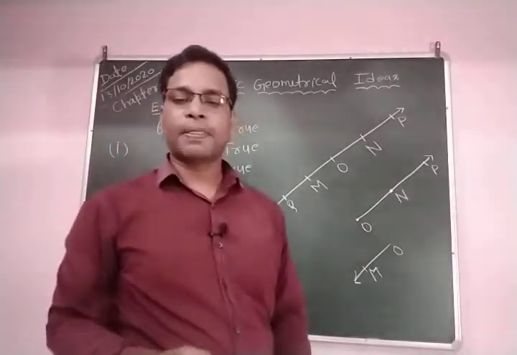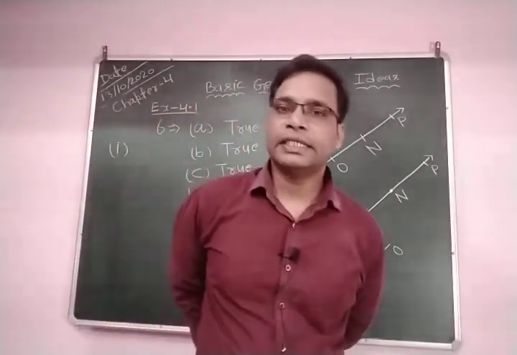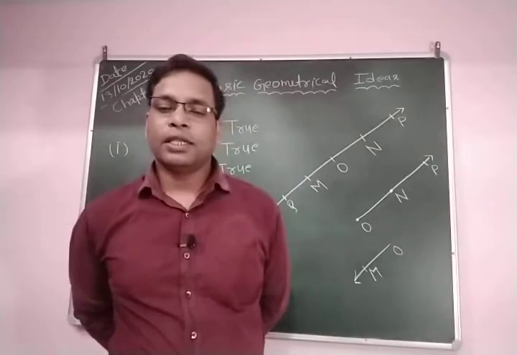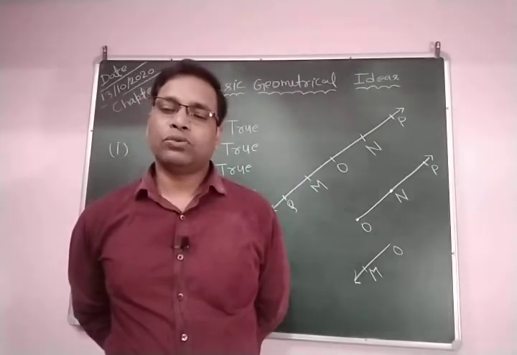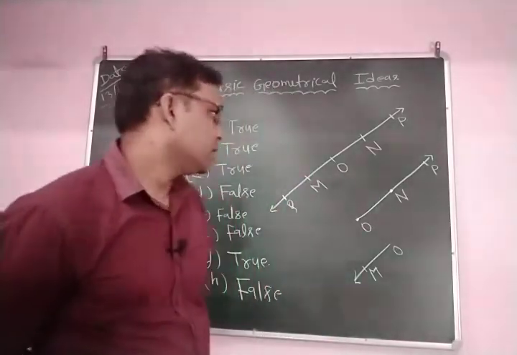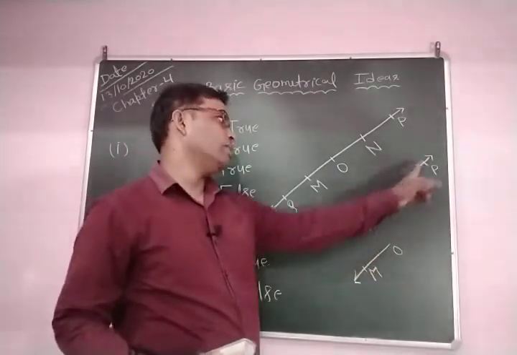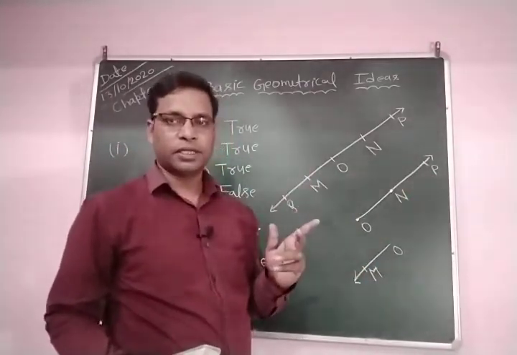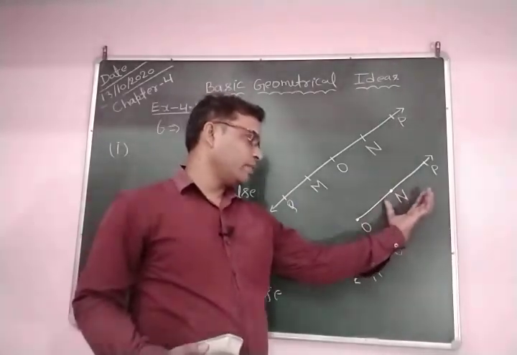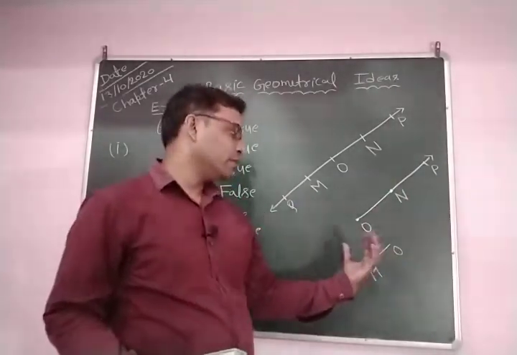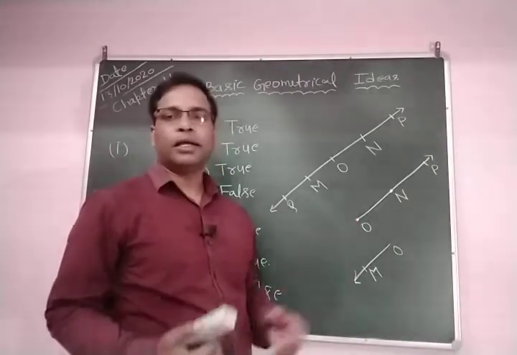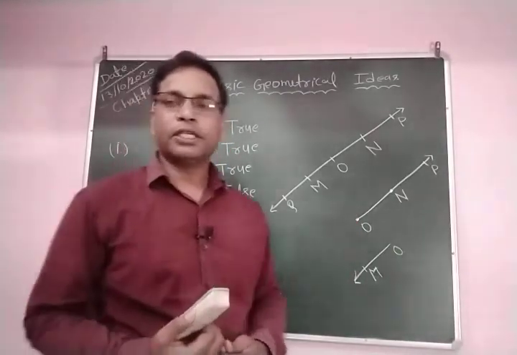Now, next part, this is the I part of this question. What is the I part of question number 6? Ray OM is not opposite to ray OP. You can see here ray OM and OP are both in opposite directions. This is ray OP, this is ray OM. OM and OP are in opposite directions. So the given statement is false.